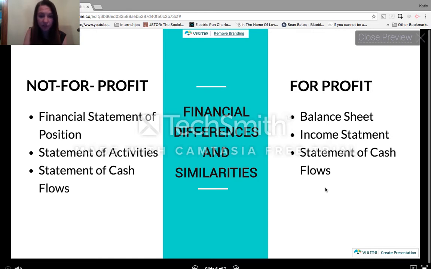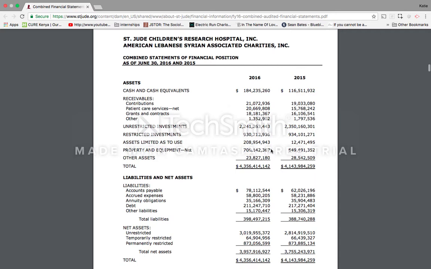We will see an example of each of these in the St. Jude's financials. Take a look at St. Jude's Children's Research Hospital's financial statements. Here we have the combined statement of financial position, and this would be your equivalent of a balance sheet. What I want to point out here is unrestricted investments versus restricted investments.